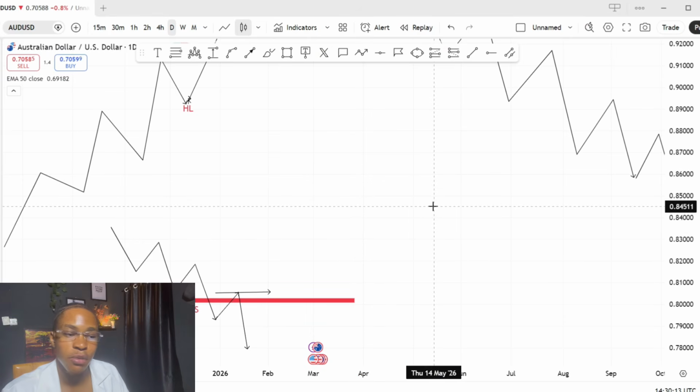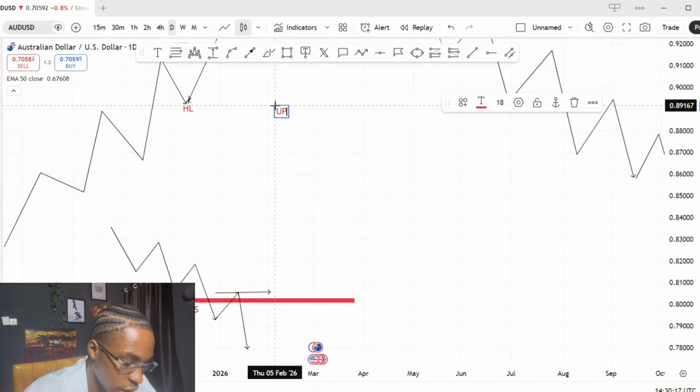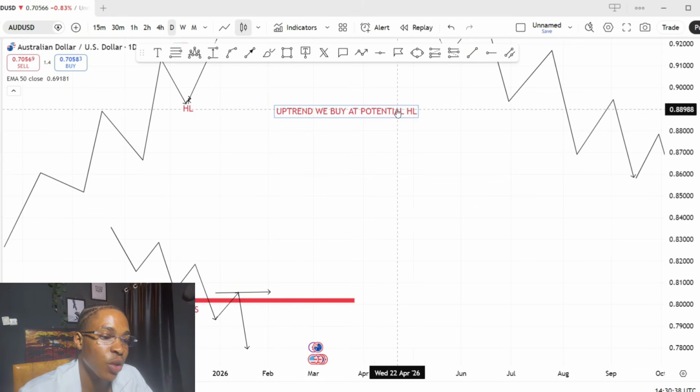Okay, so now these are the two types. So in an uptrend, let me type it down. Uptrend, we buy at potential higher lows, right?